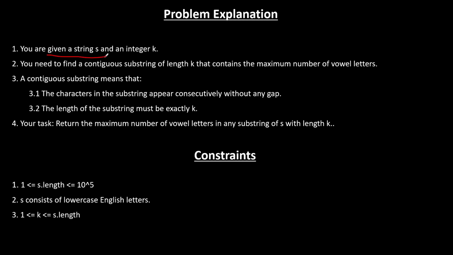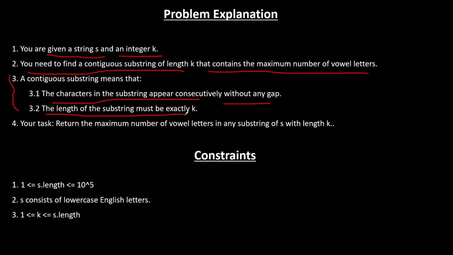So you have been given a string S and an integer K. Now you need to find a contiguous substring of length K that contains the maximum number of vowel letters. And what does a contiguous substring mean? The characters in the substring appear consecutively without any gap, and the length of the substring must be exactly K. And we are tasked to return the maximum number of vowel letters in any substring of S with length K.